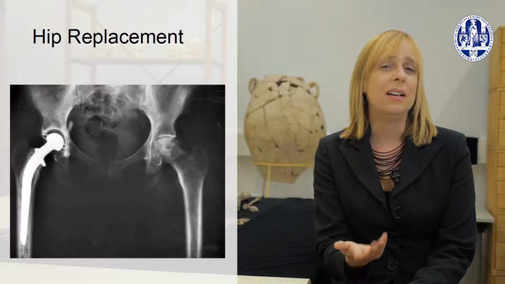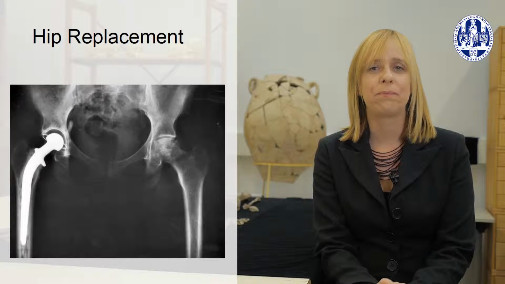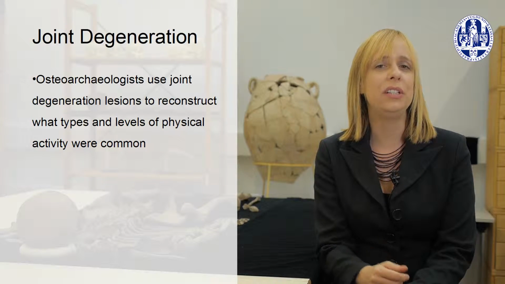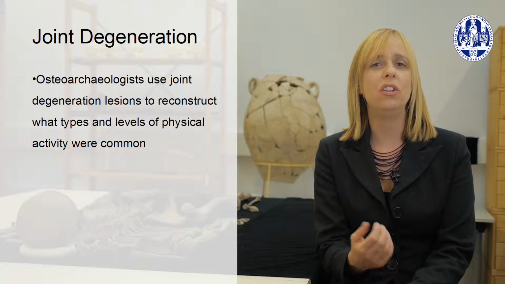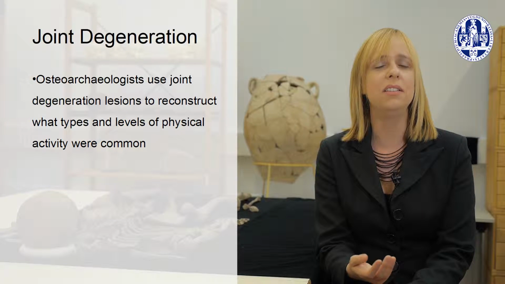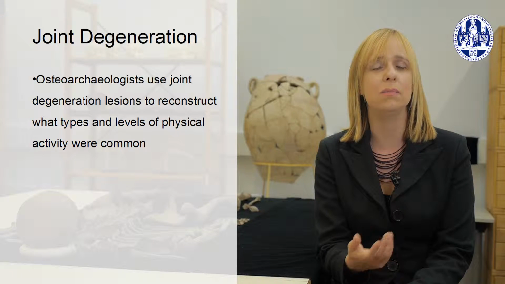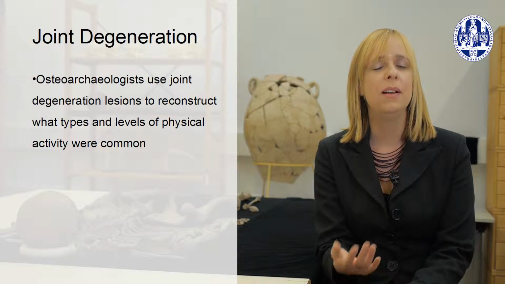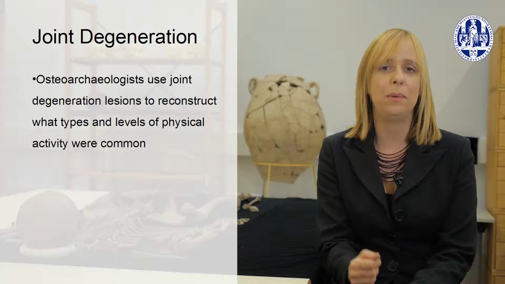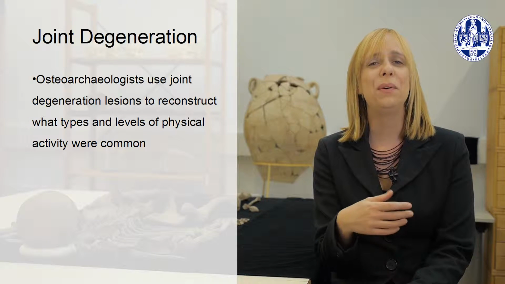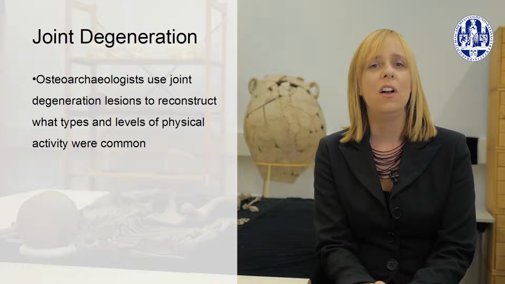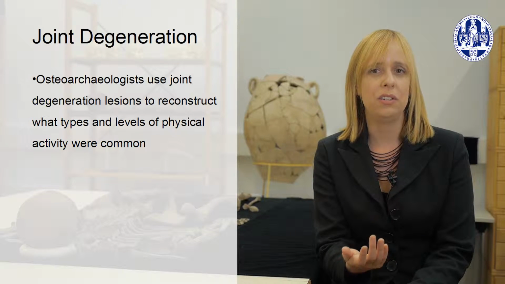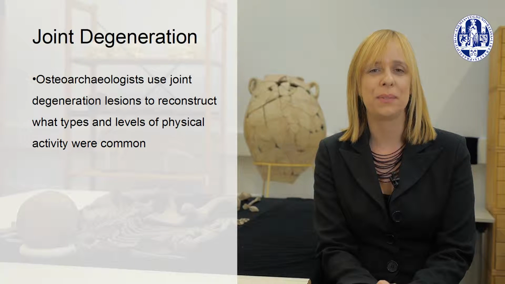And the same idea applies to people in the past. Joint degeneration leaves clear marks on the skeleton, so osteoarchaeologists can use these lesions to get a sense of what types of physical activities must have been commonly performed by an individual and a population. So let's discuss the two main diseases and pathological lesions that fall within the category of joint degeneration that we're talking about.